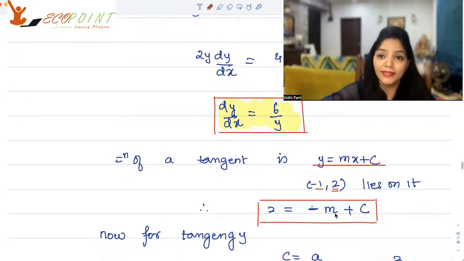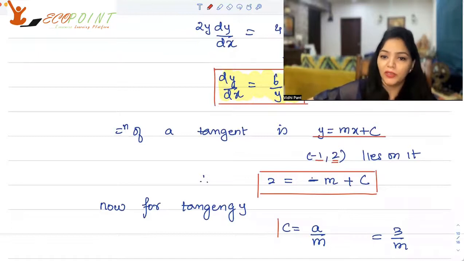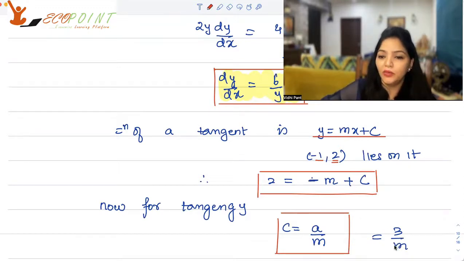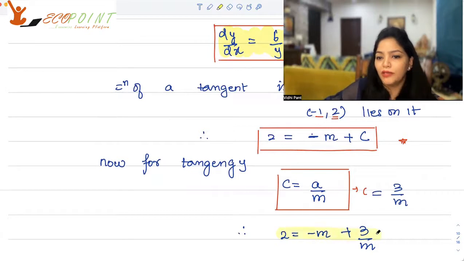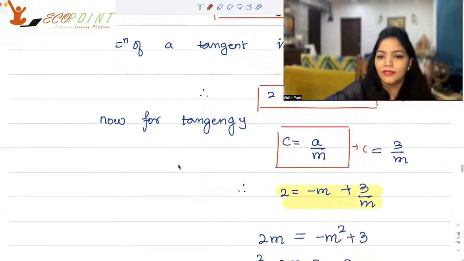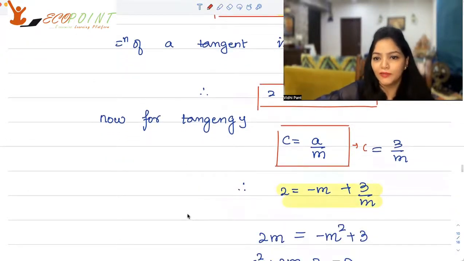Now for tangency, I just mentioned in the beginning, c has to be a upon m, which means in our case, it will be equal to 3 upon m. So c is equal to 3 upon m, and I have this relation. Combining the two, what do I get? I get that 2 is equal to -m plus 3 upon m. Now taking LCM and solving, you will get 2m is equal to -m squared plus 3.